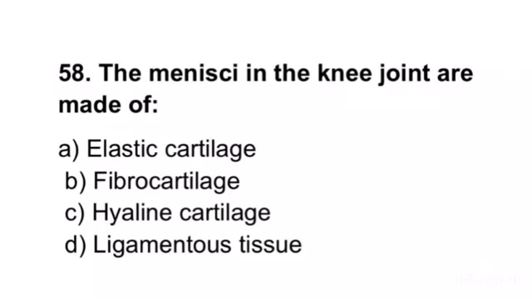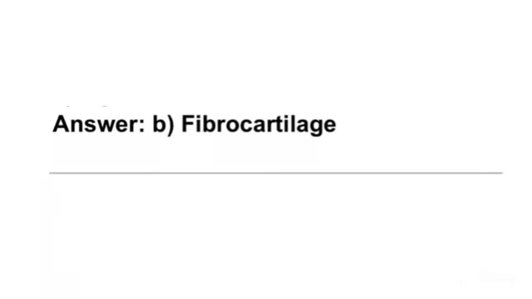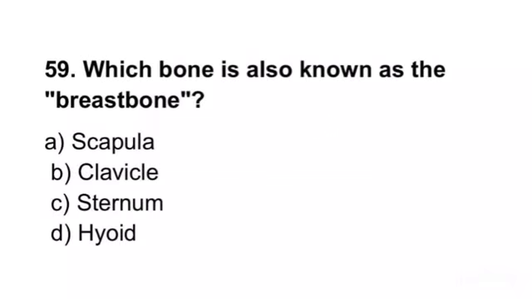58. The menisci in the knee joint are made of A. Elastic cartilage. B. Fibrocartilage. C. Hyaline cartilage. D. Ligamentous tissue. Answer, B. Fibrocartilage.